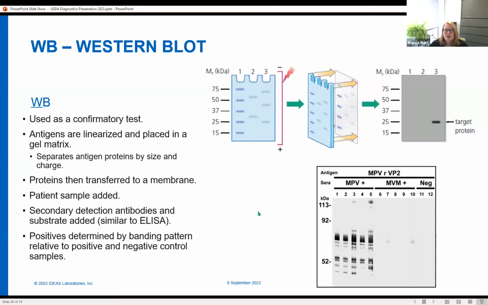So what we can do here is determine positive and negative status based on the banding. So here is a great example. I have my target protein at 25 kilodaltons. This was a positive sample, and these two would be considered negative. Here's an actual blot. So I have my mouse parvovirus positive samples, and you can see that there's very distinct banding patterns that are characteristic of mouse parvovirus of various sizes and weight. And then my MVM, which is another mouse parvovirus, but a different kind, you can see that it's negative for MVM. And then here are my negative control wells. So that's how Western blots work.